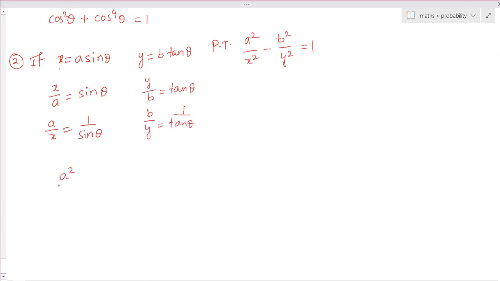Now they have asked a square by x square minus b square by y square. So what is a by x whole square? That is 1 square by sine square theta minus 1 square by tan square theta. So what is 1 by sine square theta? 1 by sine square is cosec square theta. Cosec square theta, and 1 by tan square theta? Cot square theta. Cosec square minus cot square theta? 1. It's 1. So we got the answer.